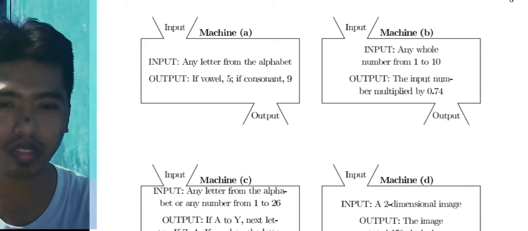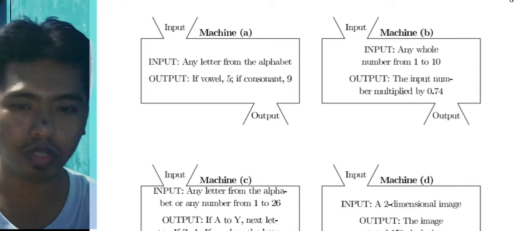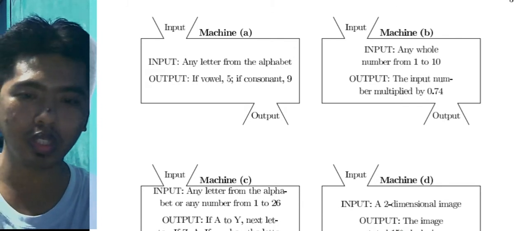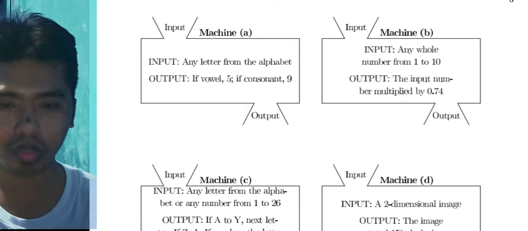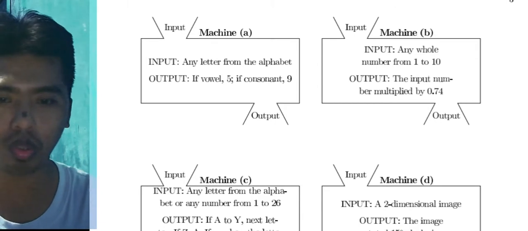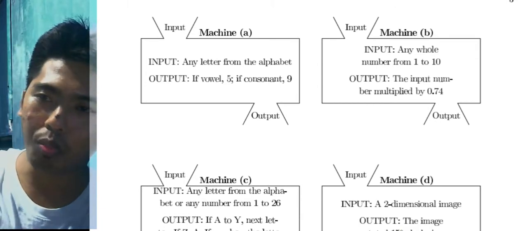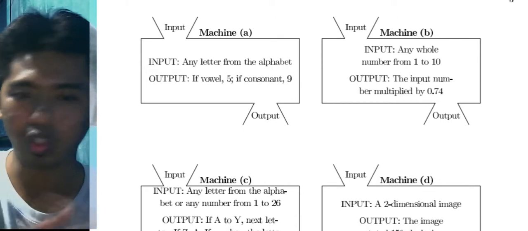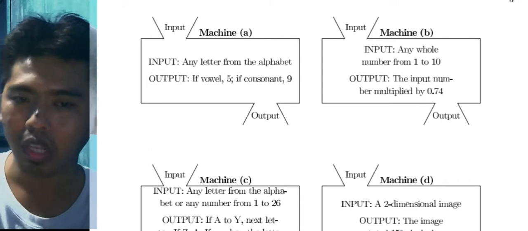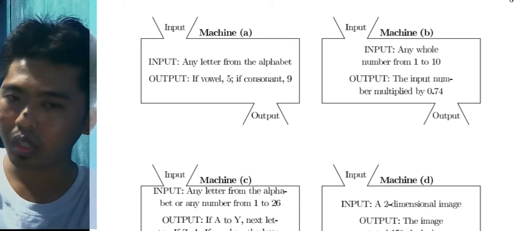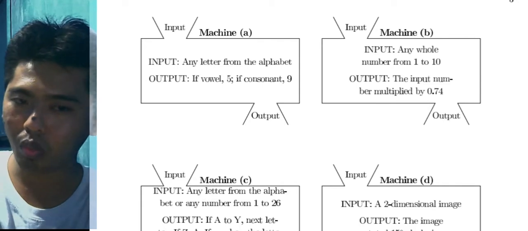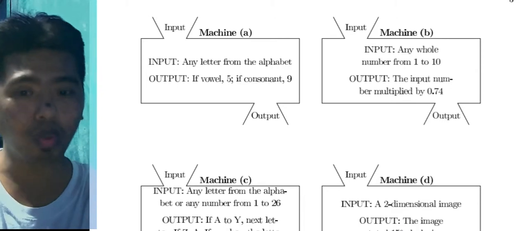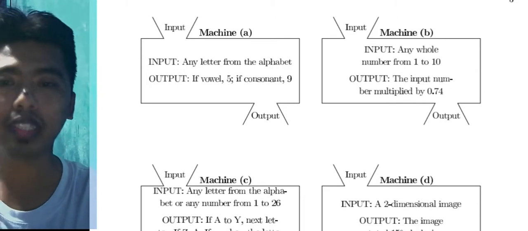So in machine B, our input is any whole number from 1 to 10. Also 1, 2, 3, up to 10. Now the output here is the input number multiplied by 0.74. So if you put 1, then you multiply that 1 by 0.74, and that would be your output. There is no other answer aside from that number. If you put number 2, of course you multiply that by 0.74, and you don't have any other answer. Therefore this machine B is a function.